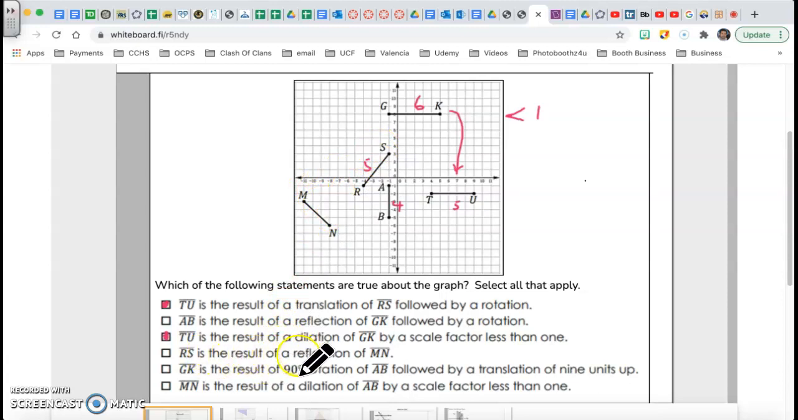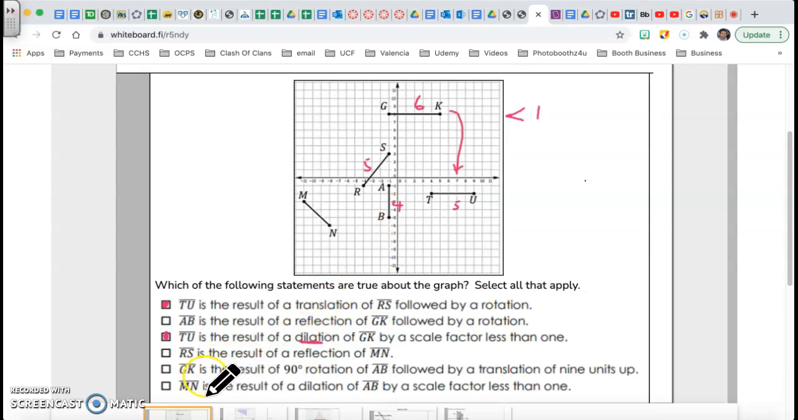GK is the result of a 90-degree rotation of AB. GK, the top, is a rotation of 90 degrees of AB. Remember, AB and GK have different lengths, so no, it does not make sense whatsoever. You can't make it unless you have a dilation involved. The only way is having a dilation between one and the other one.